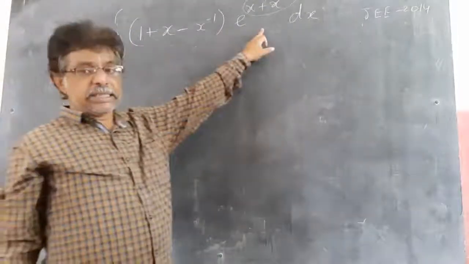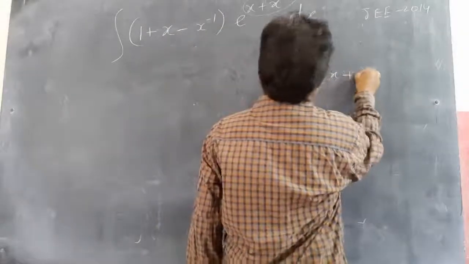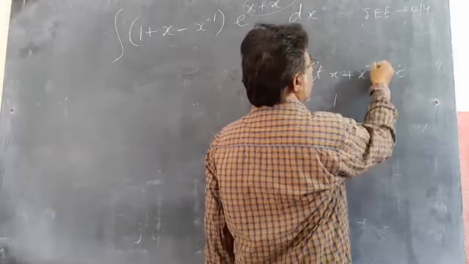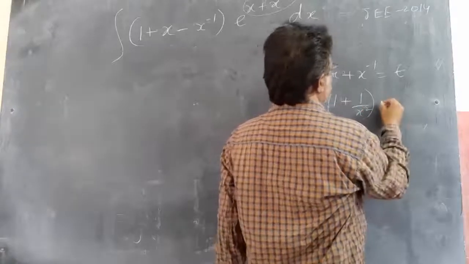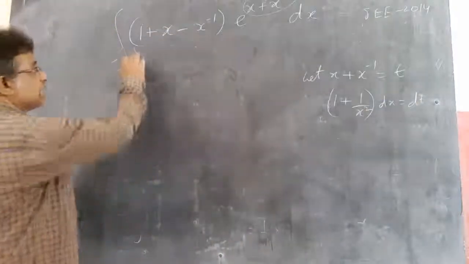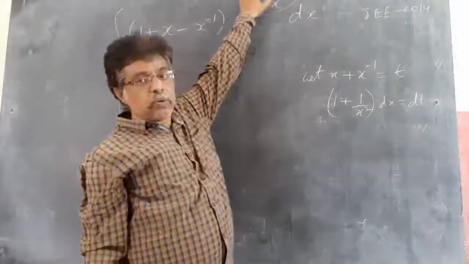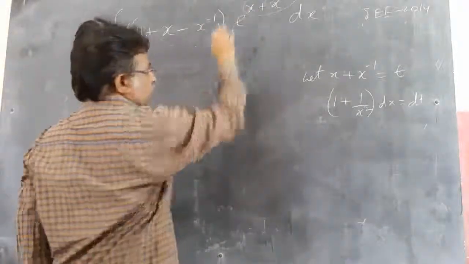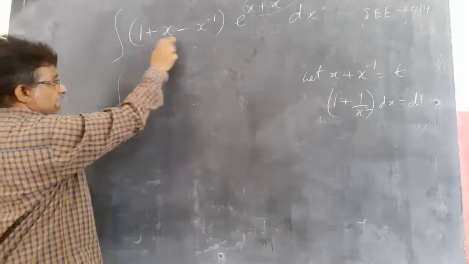If I am taking this as t, then that will be reflected here also. Let x plus x^(-1) equal to t. The derivative of x is 1 and the derivative of x^(-1) is minus 1 by x square, or x^(-2). dx equals dt. That will be reflected here if I multiply by x by x, because e^t is what we have; we can't do e^(this) easily. That's why I am taking t. Now, automatically I get the value of e^t, but I won't get that here, so to get that, I multiply by x by x.